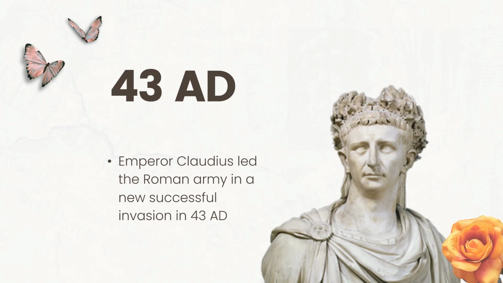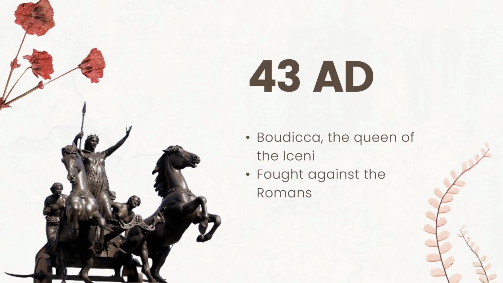of Britain. One of the tribal leaders who fought against the Romans was Boudicca, the queen of the Iceni in what is now eastern England. She is still remembered today, and there is a statue of her on Westminster Bridge in London, near the Houses of Parliament.